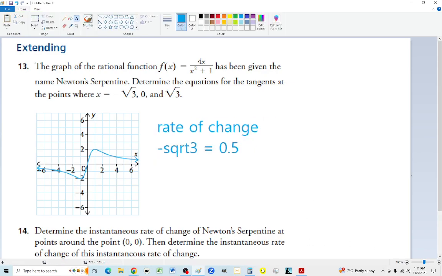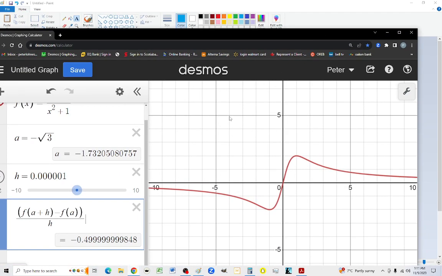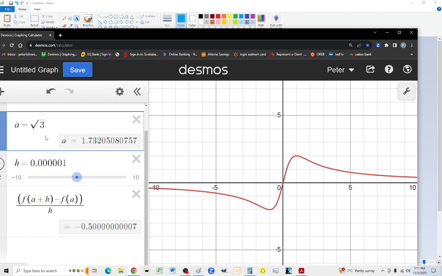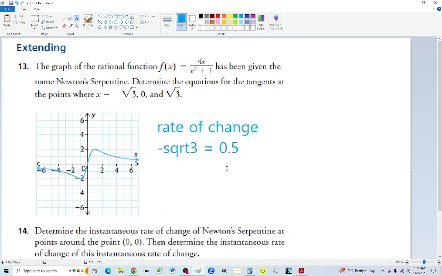Okay, let's find out what it is at positive square root of 3, and I'm willing to bet it's going to be the same rate of change. We're going to make our a plus square root of 3. And this time, let's go back to what it was. Oh, it's negative. Let's not forget that. It's negative. So that means right about here, negative square root of 3 is bigger than 1. It's right about here. It's going down.